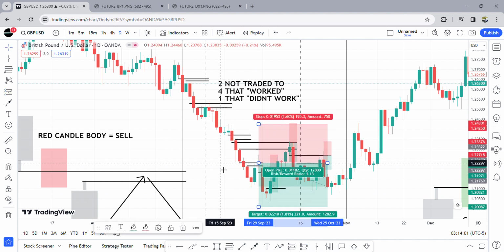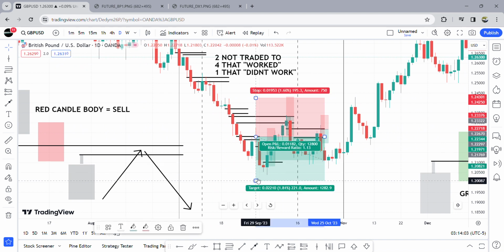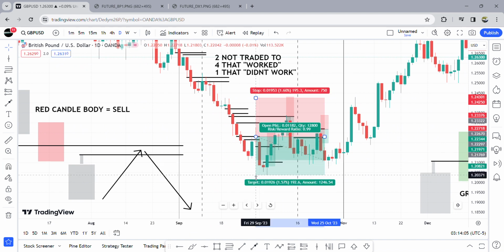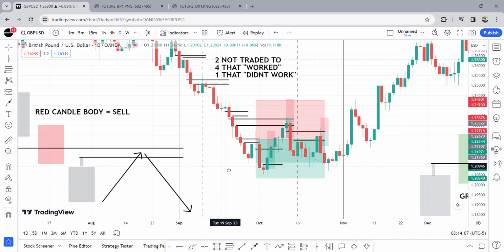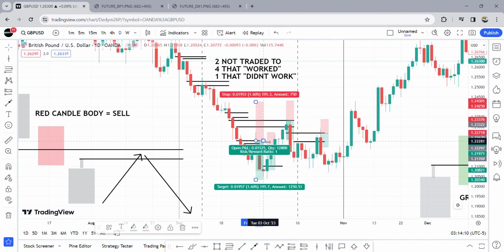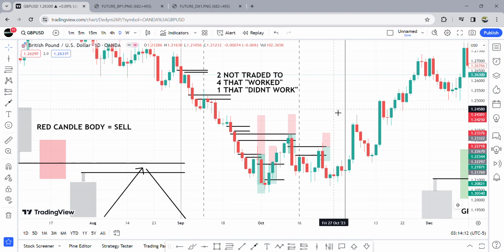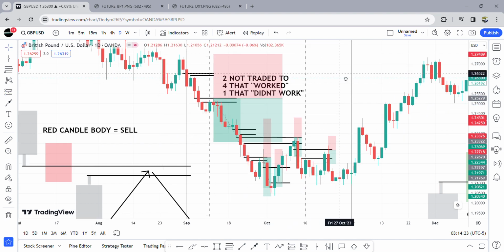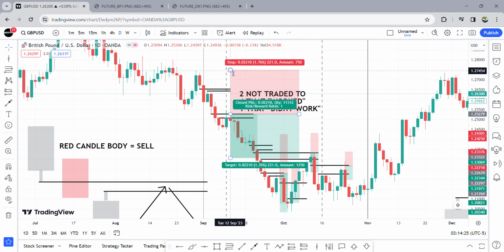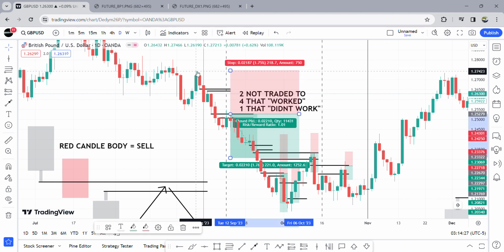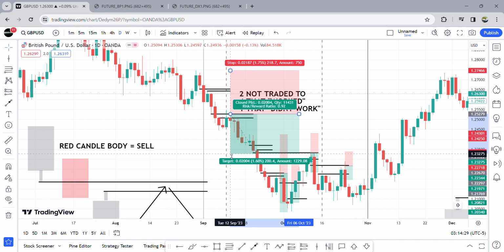Targeting the swing high, 1 to 1. This one failed. Not ready to. Stop is at the swing high. Targeting a 1 to 1. This one hit.